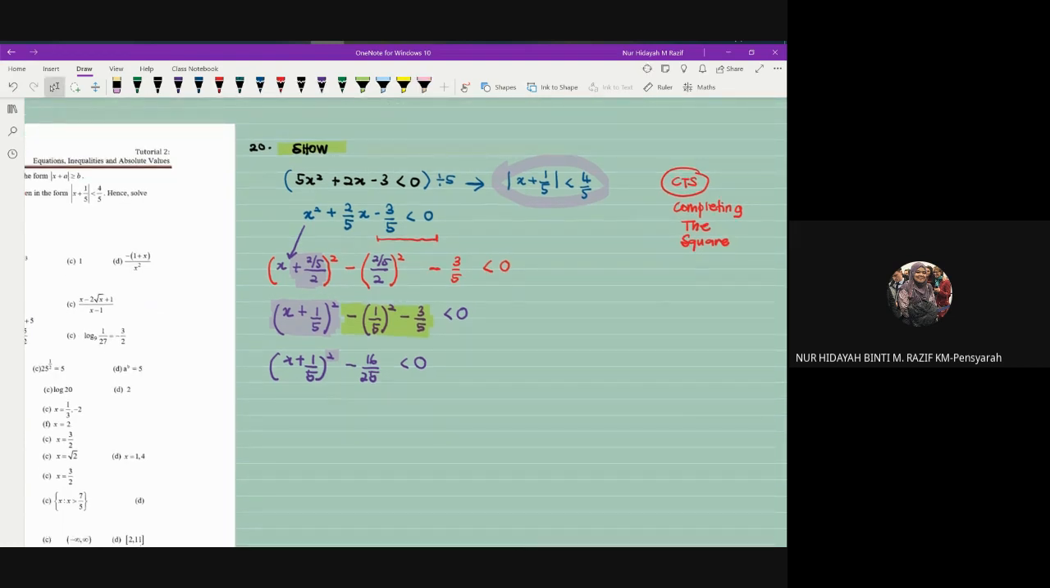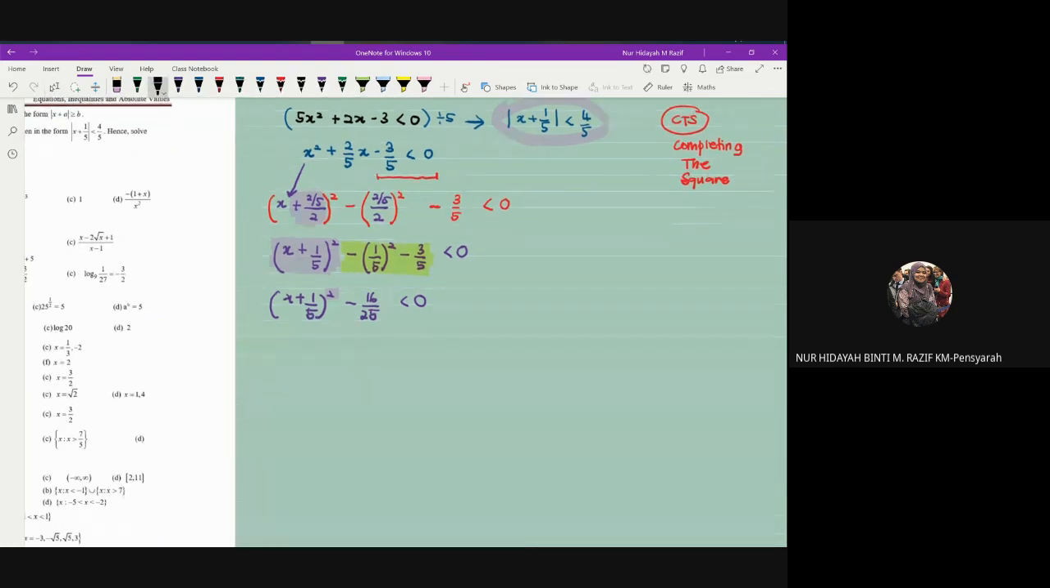Jawapannya adalah tengok simbol yang ada di sini. Kita tak ada simbol tu, dia ada. Kita ada kurungan kuasa 2, dia ada absolute value. So go back to the definition of absolute value. So what is the definition? Ingat absolute value of A is just the square root of A kuasa 2. And satu lagi, kita nak 4/5 tu di sebelah kanan.